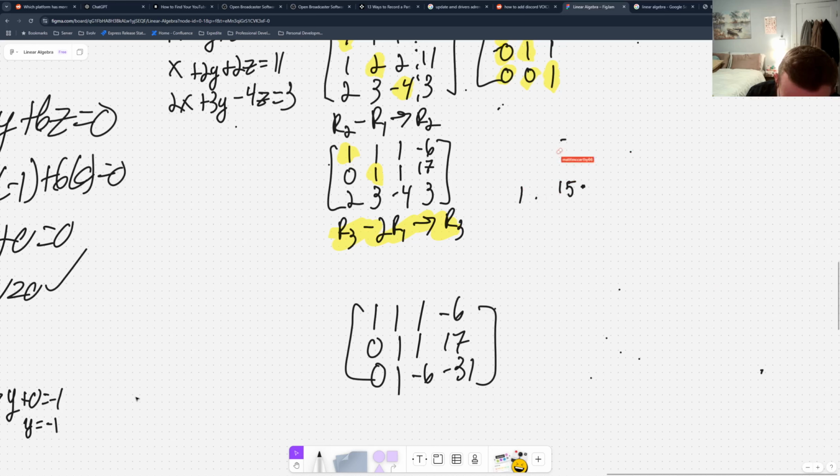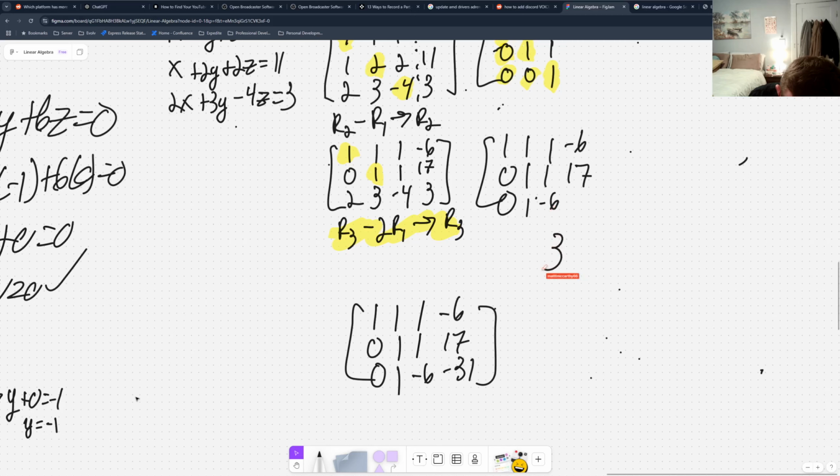Let me get rid of this, because maybe it was a mistake. Alright, so... Yeah, but it seems right. I don't know. 1, 1, negative 6, 0, 1, 1, 17. And then we did 0. We said this was 1. We said this was negative 6. And then we did 3 minus 2 times. Oh, yeah. Maybe we were right the whole time. Yeah, 15, right? Yeah. 3 plus 12 is 15.